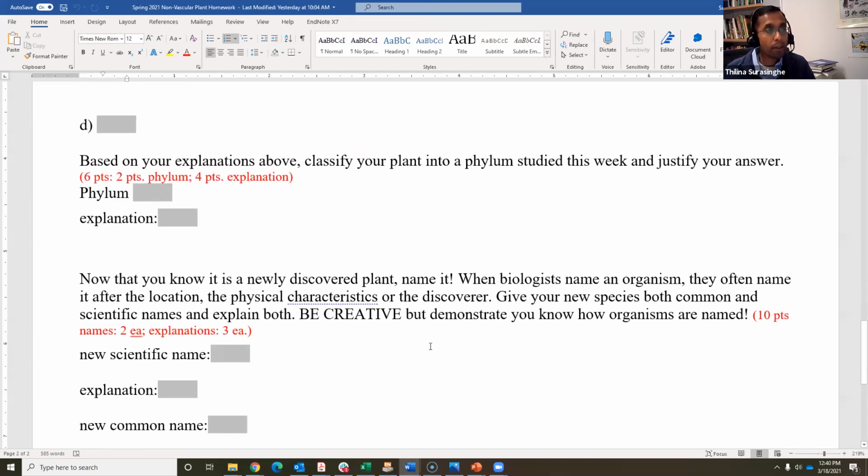And then, we covered 3 different phyla today. Out of these 3, which one do you think it is? And then you can provide an explanation why. Honestly, it could be any of the 3. The correctness of your answer depends on how you explain it. Why do you think it's a bryophyte as opposed to the other 2?